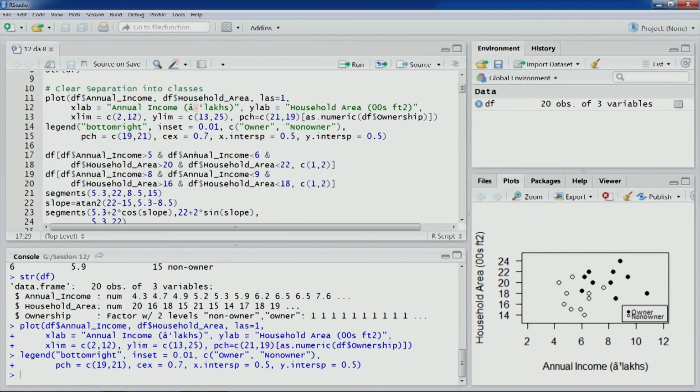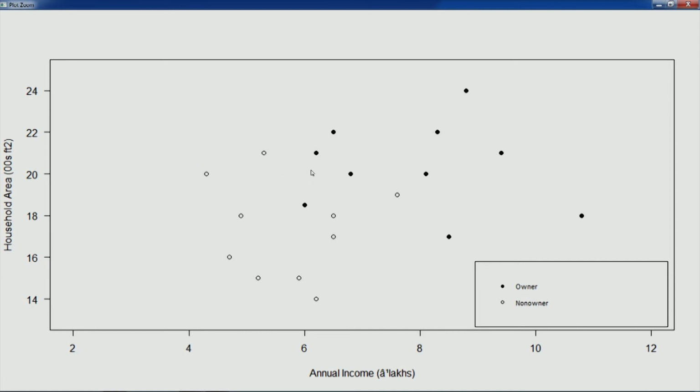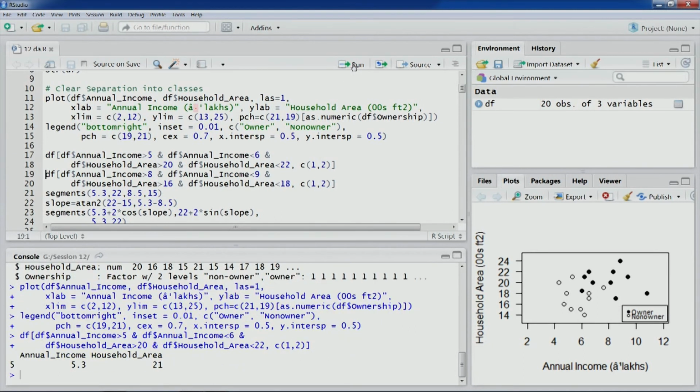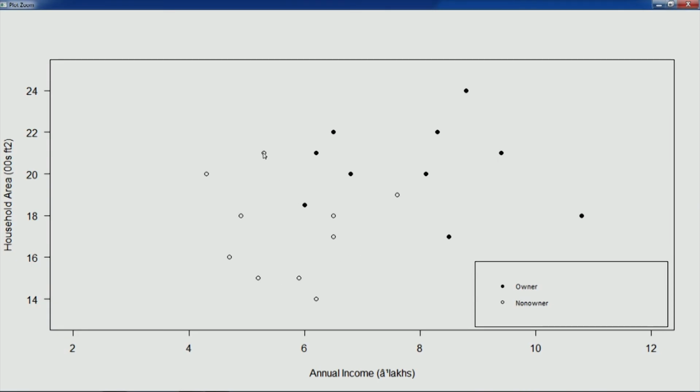So this is one way to find it, because we are following a manual process here to find that line. We can see 20 to 22 and 5 to 6. You can see annual income 5 to 6 and household area 20 to 22. So we would be able to find probably this point. You can see this is the point 5.3 and 21. So this seems to be the point 5.3 and 21.